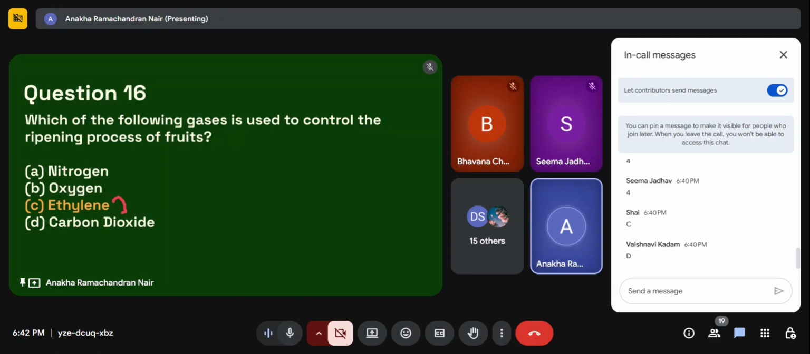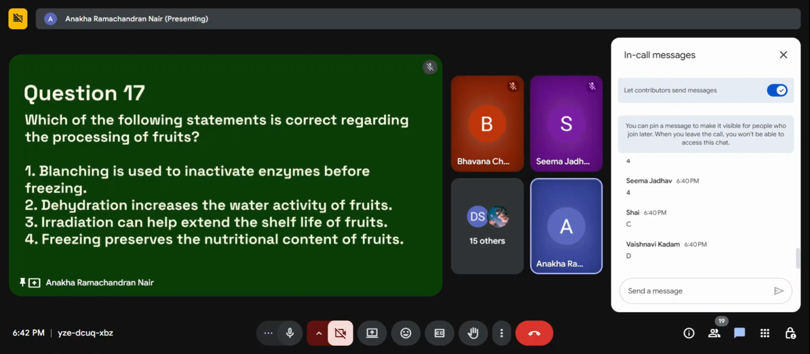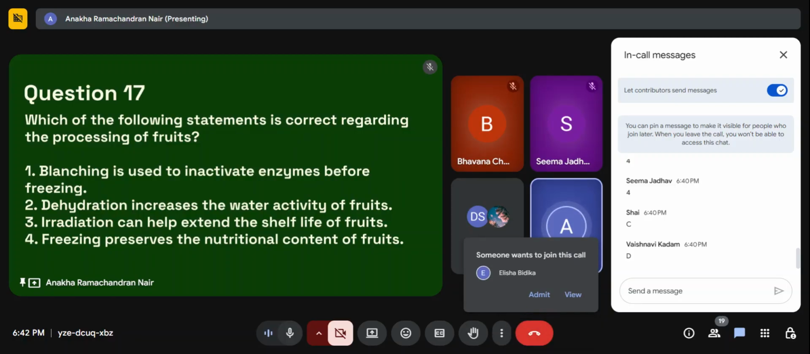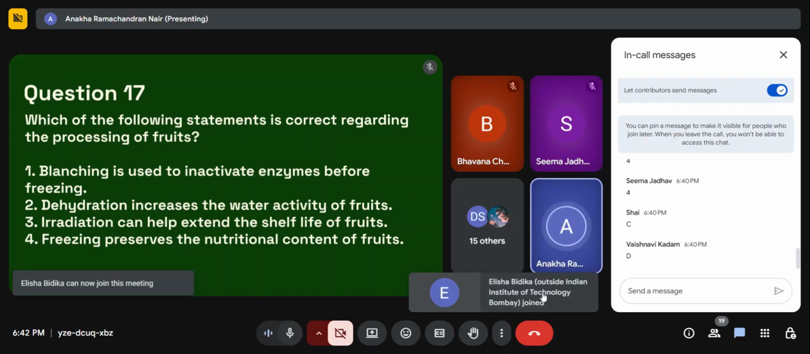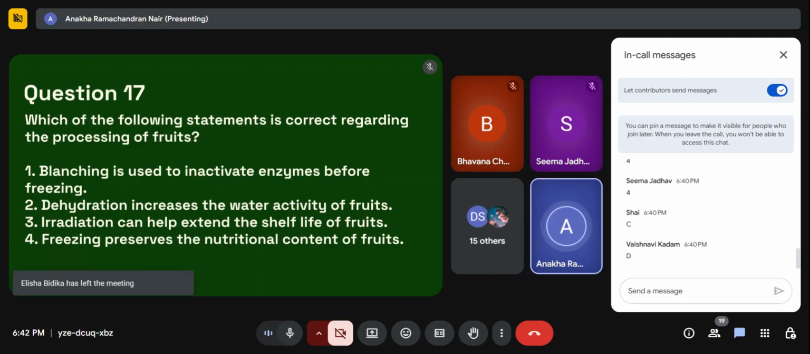All right. So let's move on to question number 17. Question number 17 is, which of the following statements is correct regarding the processing of fruits? There are four options given to you. Blanching is used to inactivate enzymes before freezing. Dehydration increases the water activity of fruits. Irradiation can help extend the shelf life of fruits. And freezing preserves the nutritional contents of the fruit.